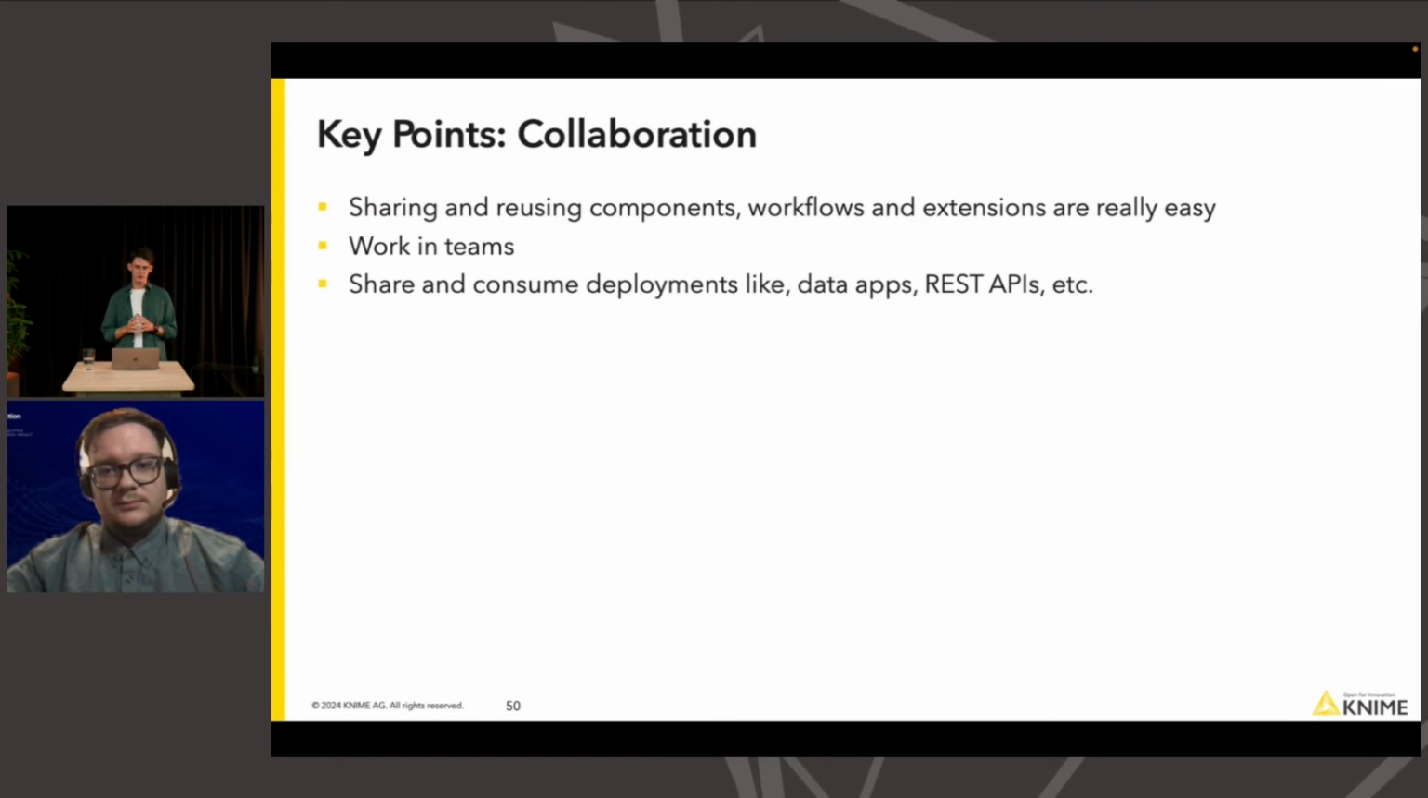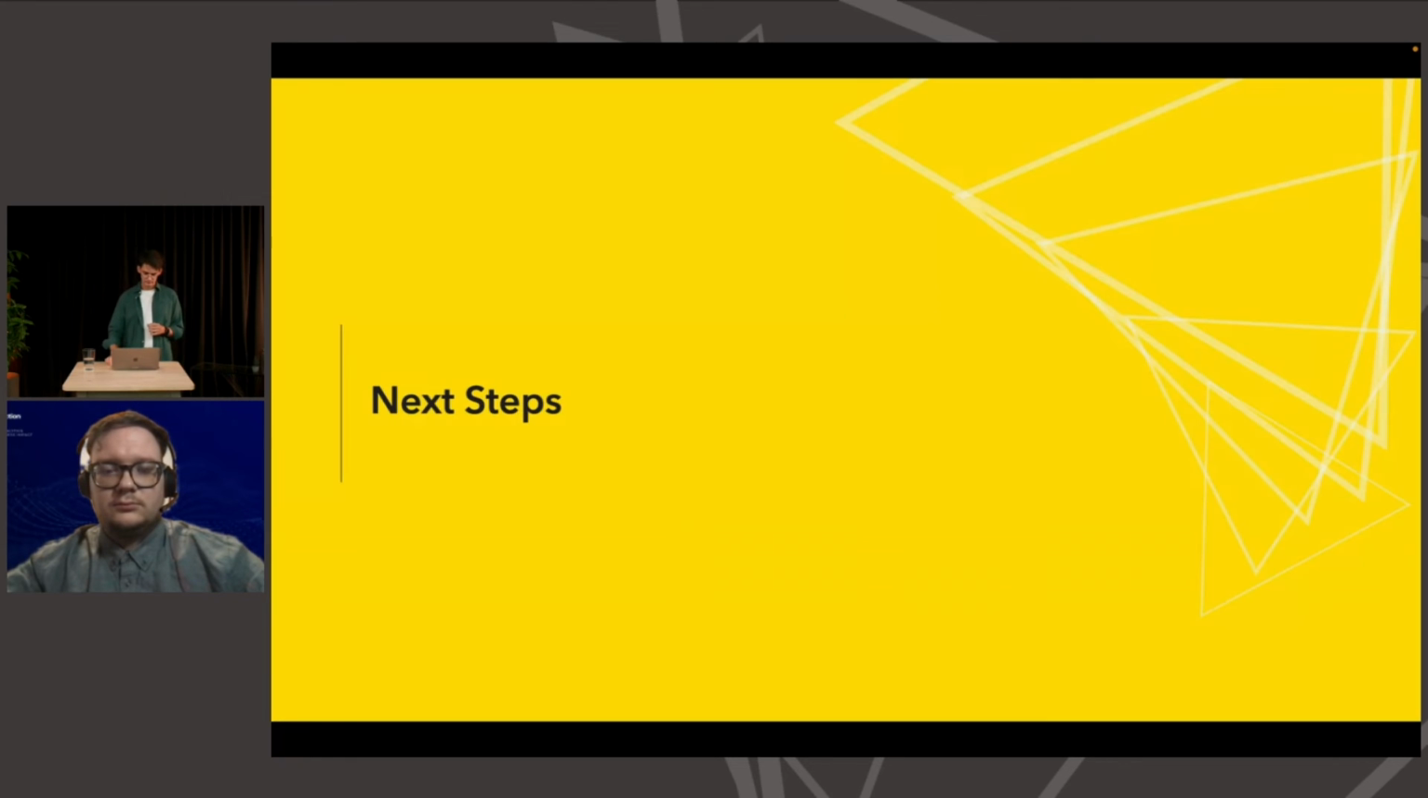Then just to quickly summarize, touching on what you already mentioned, the collaboration is made possible with the KNIME Hub, either Community Hub or the Business Hub, depending on your situation. There it's really a place where you can share and reuse components, workflows, and extensions. Because KNIME Analytics Platform is open source, we have a lot of community or partner extensions that help us expand the functionality of the platform. You can work in teams and you can share and consume your deployments like data apps, REST APIs, etc.